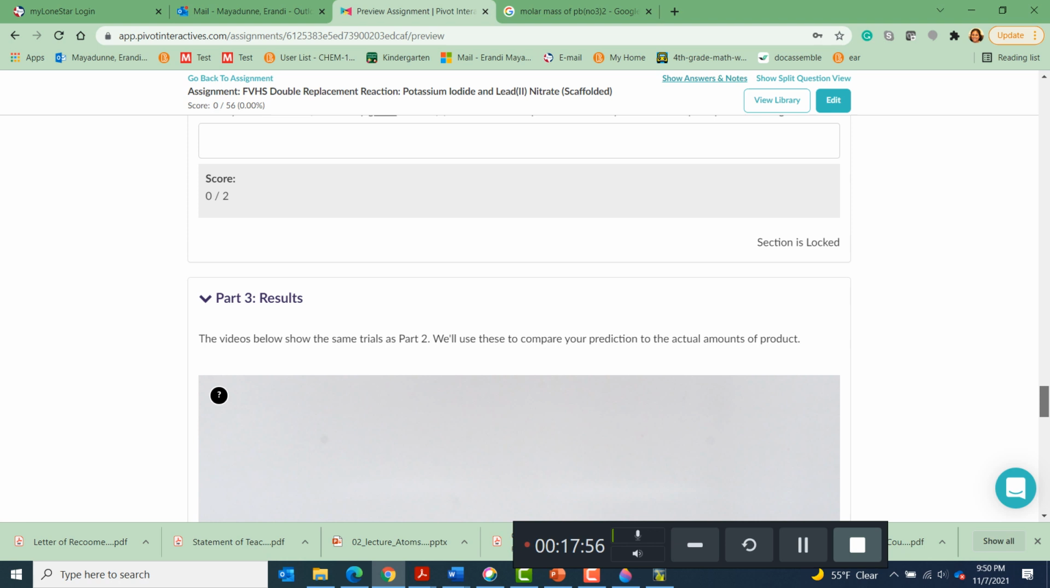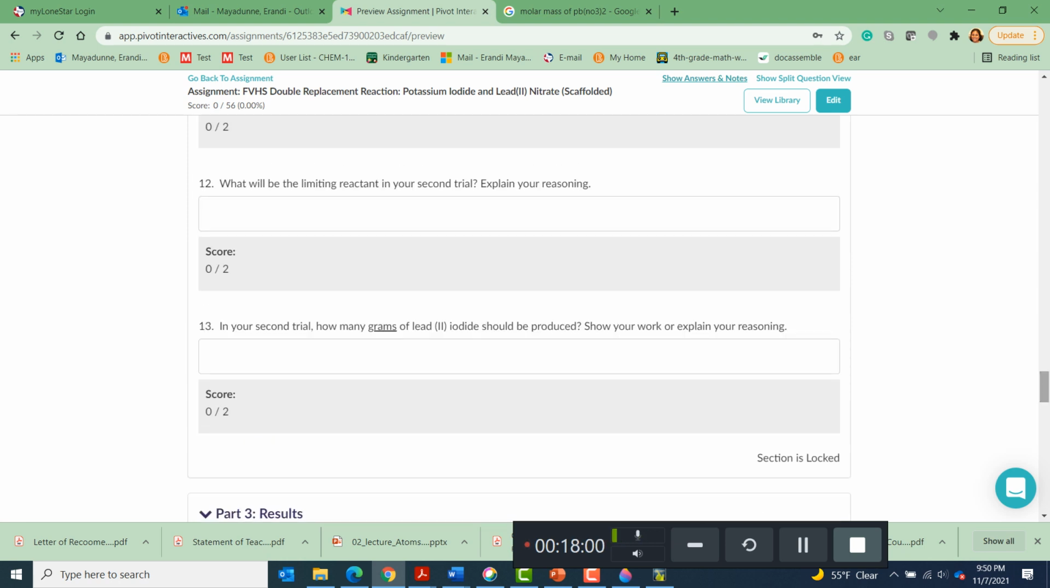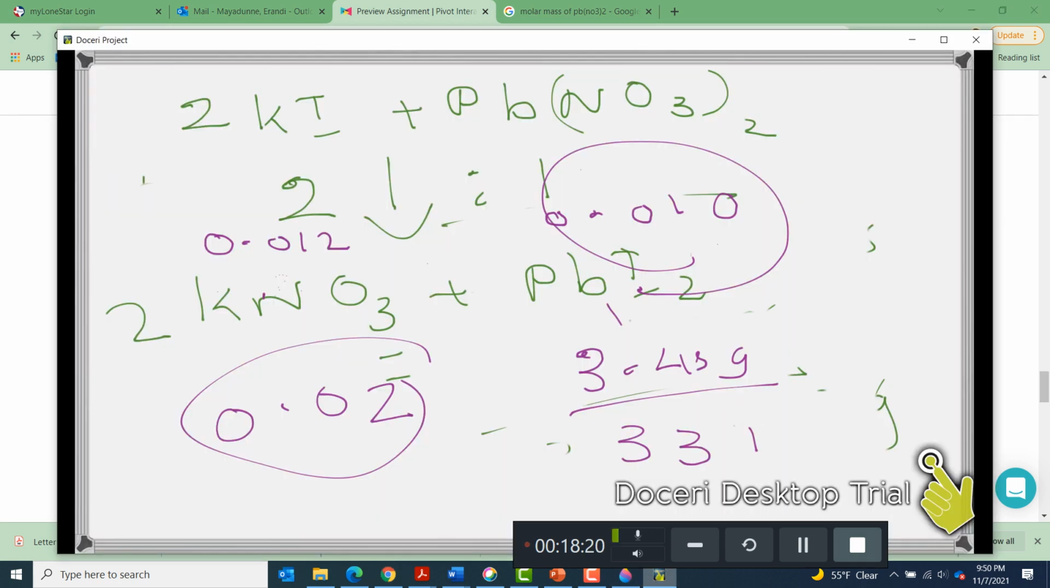So this is the end of part 1. And then the third question, number 13, asks, in the second trial, how many grams of lead iodide should be produced? You can do it this way. Again, you need to look at the reaction.